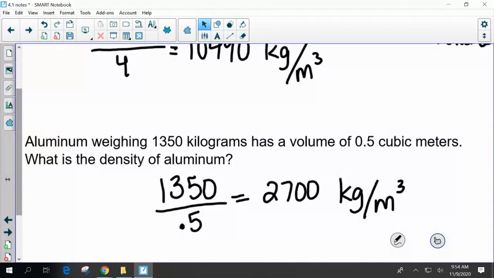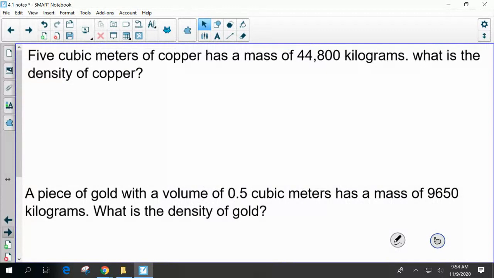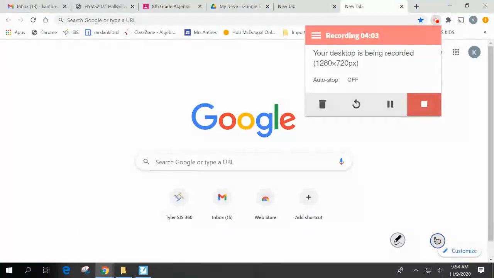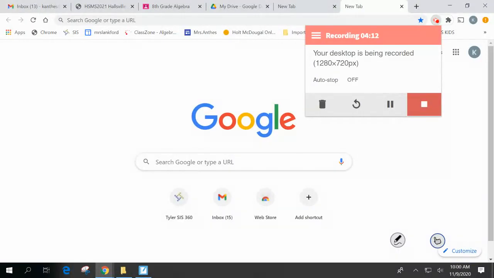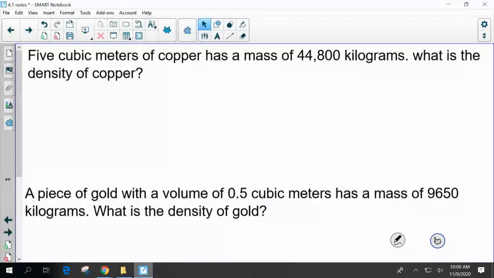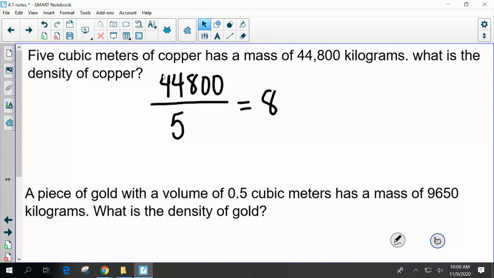Okay, so I want you to pause your video and try these two problems. All right, so if I go over these two, so first one, we're figuring out the density of copper. So 44,800 divided by 5, you should get 8,960 kilograms per meters cubed.